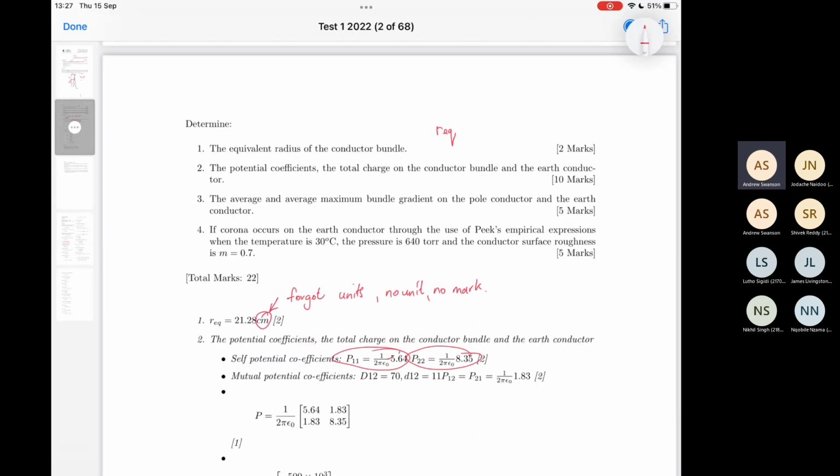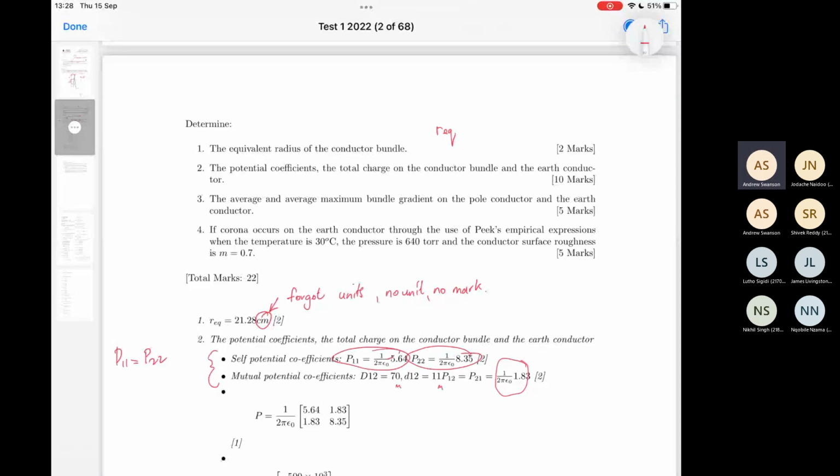The mutual potential coefficients, I got D12 equal to 70 meters, and D12 equal to 11 meters. So the mutual potential coefficients between the two conductors would be the same, P12 equals P21, and it's given by the value there. Again, that was just pulling it from an equation. Where a lot of people went wrong was they thought P11 equals P22.